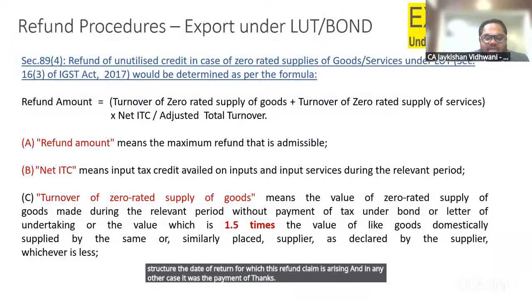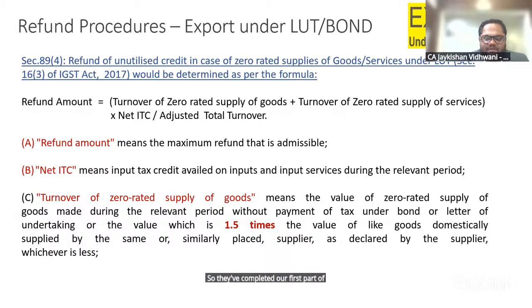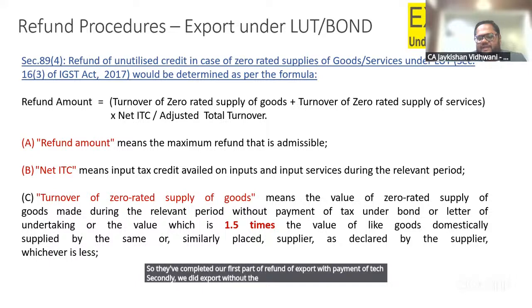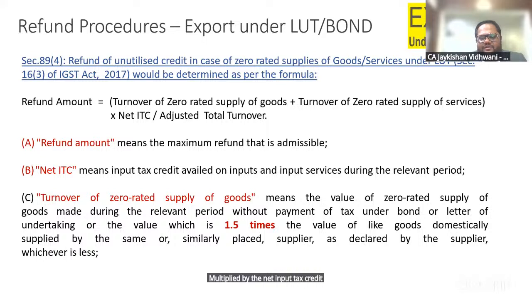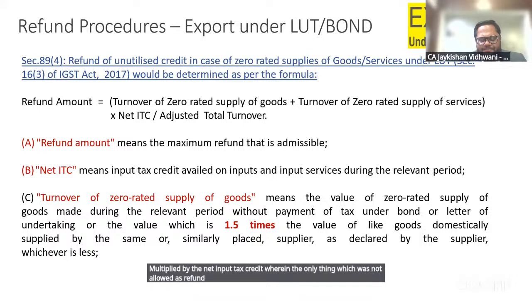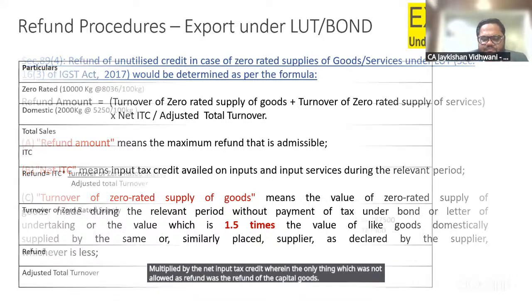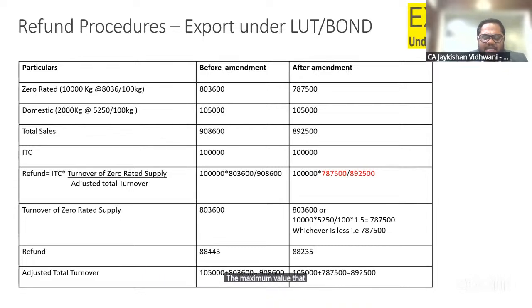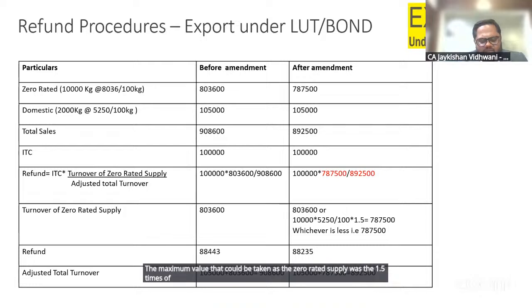So this completed our first part, refund of export with payment of tax. Secondly, we did export without payment of tax, wherein the formula was A into B by C: turnover of zero rated supply to the total turnover, meaning the adjusted turnover, multiplied by the net input tax credit, wherein the only thing not allowed as refund was the refund of capital goods. The maximum value that could be taken as the zero rated supply was 1.5 times of the local value of such supply. For example, you are supplying for 100 rupees and maximum 150 rupees you can take as the value of zero rated supply.